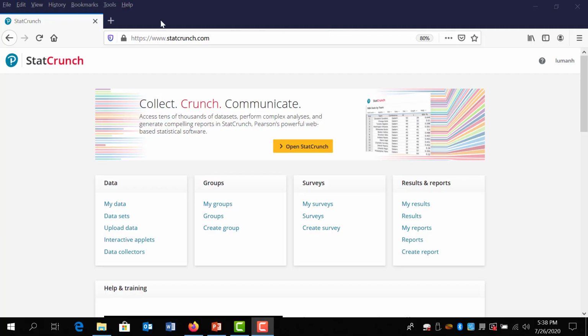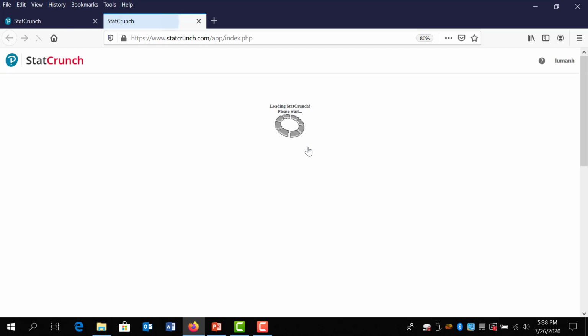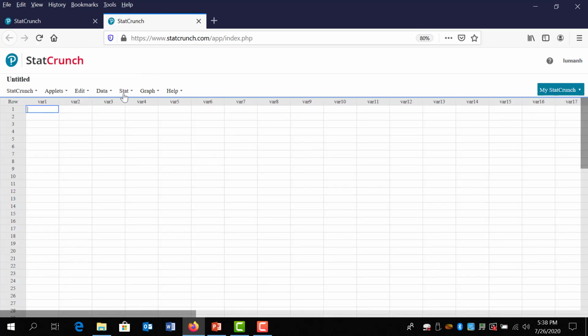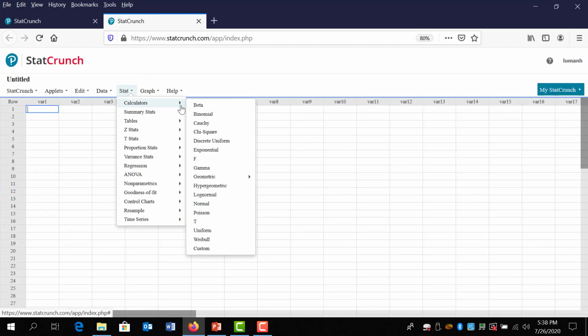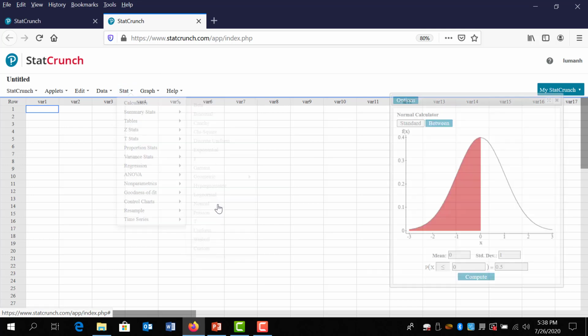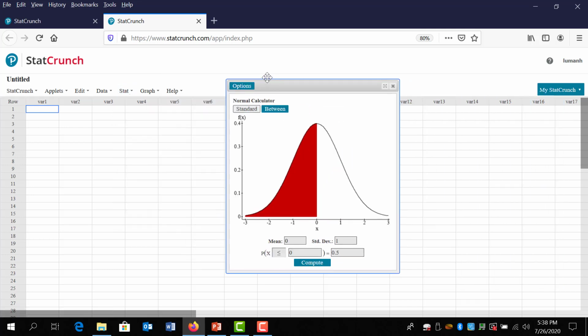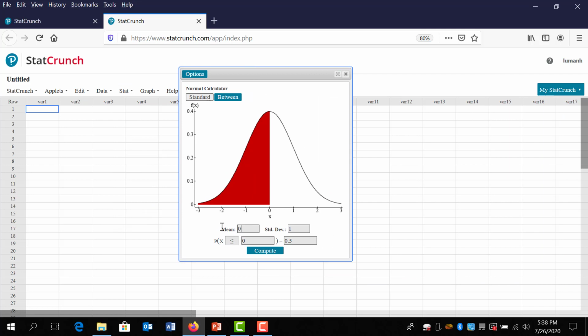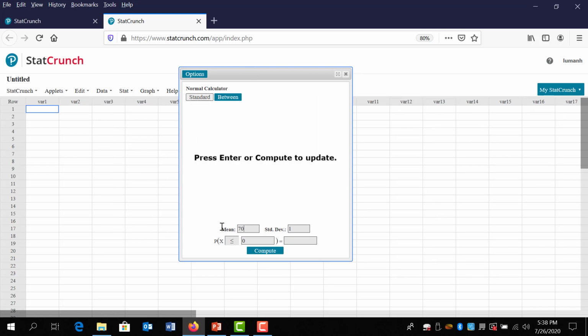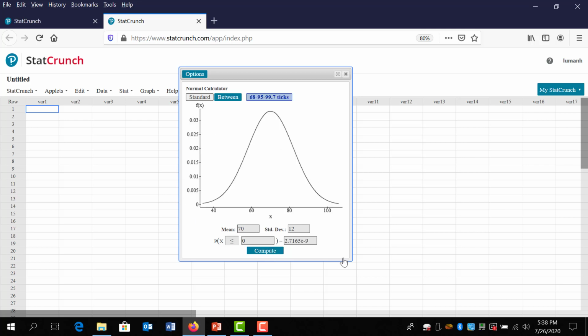We begin by going to the StatCrunch website and logging in, both of which I've already done. Next, we click on the orange button that says Open StatCrunch. In StatCrunch, we hover over Stat, Calculators, and then go down to Normal. Let's go ahead and enter our mean of 70 and our standard deviation of 12. And I'm just going to click on Compute to look at this graph.